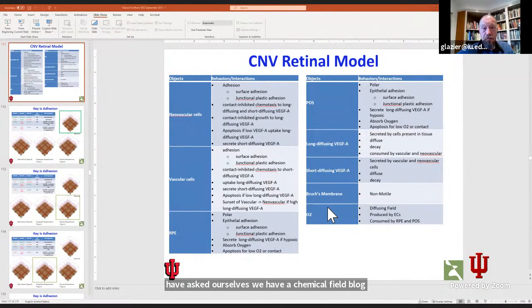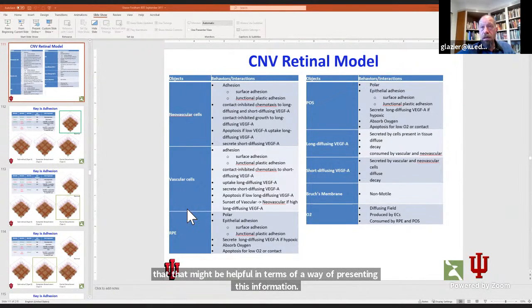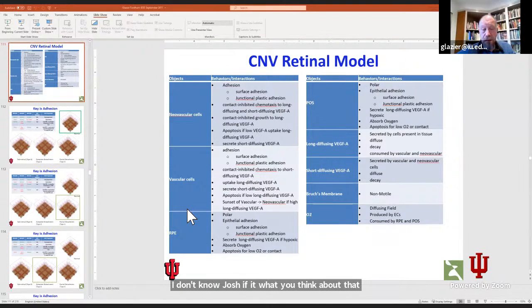And so this is an attempt to take it in a formal way to organize the information that you're putting together. And there may be other kinds of diagrams you might want, but that might be helpful in terms of presenting this information. I don't know, Josh, what you think about that. I think we actually have a couple of slides that go into a little bit more detail about how to put something like that together.